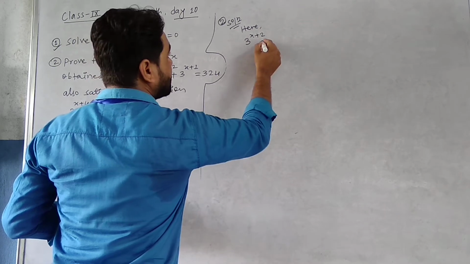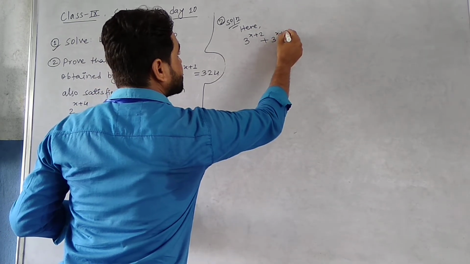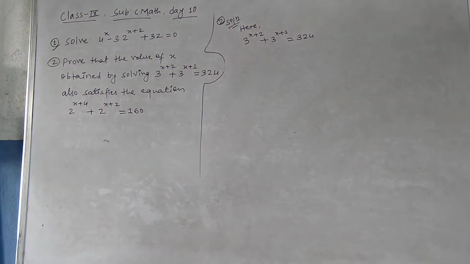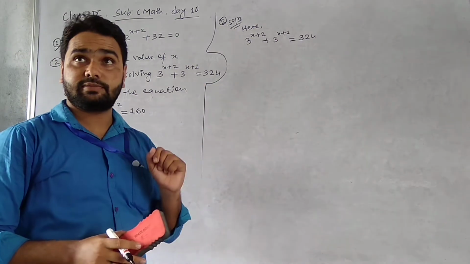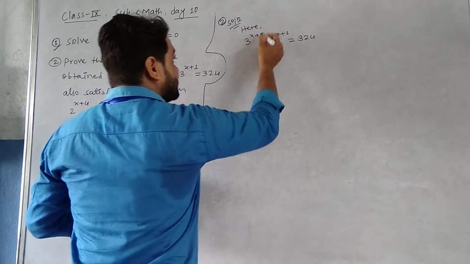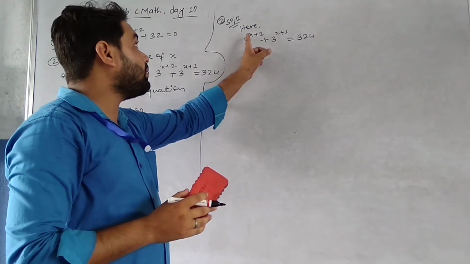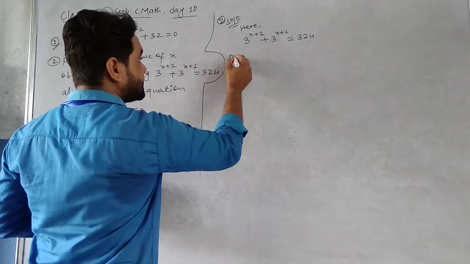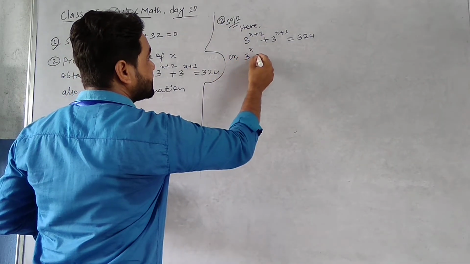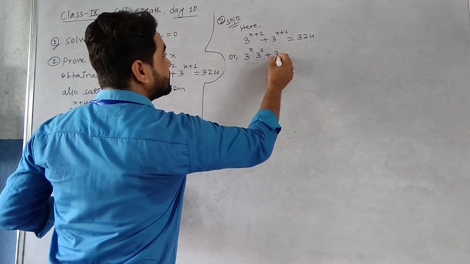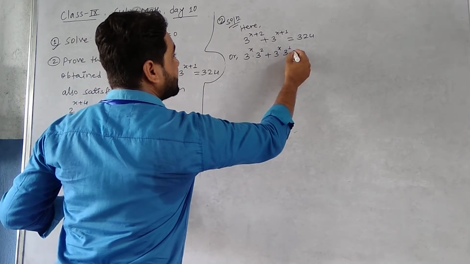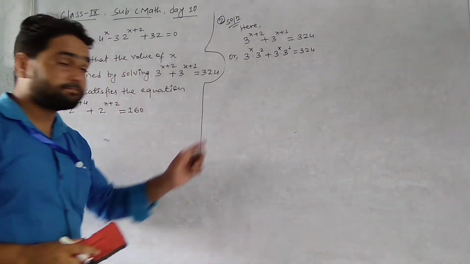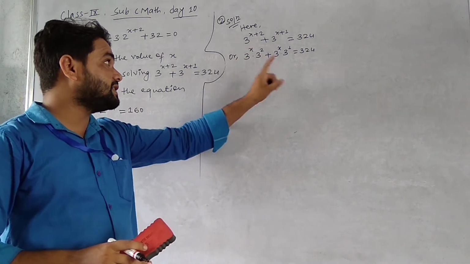3 power x plus 2, plus 3 power x plus 1, equals 324. From here we are going to find the value of x at first. Now look, this is of the indices type, a power m plus n, and we are going to split this at first. So this can be written as 3 power x into 3 square, plus 3 power x into 3 power 1, equals 324. Now look here, my dear student, 3 power x is here, 3 power x is here.